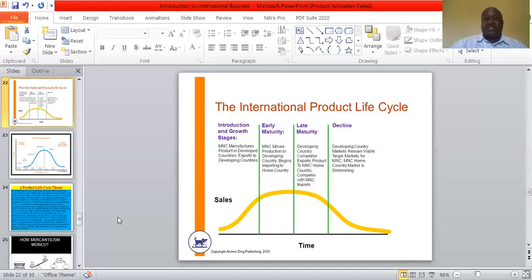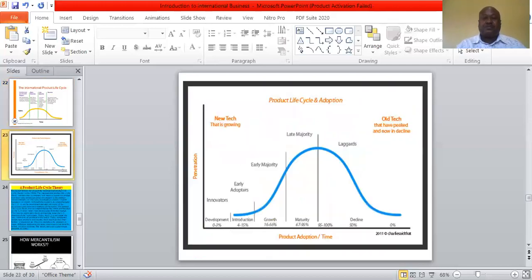Then lastly, there's a decline. Developing country markets remain viable target markets for the multinational corporation. The multinational corporation's home country market is diminishing. And you see the curve flattens; it actually declines towards the right. Let me explain more about the product life cycle.